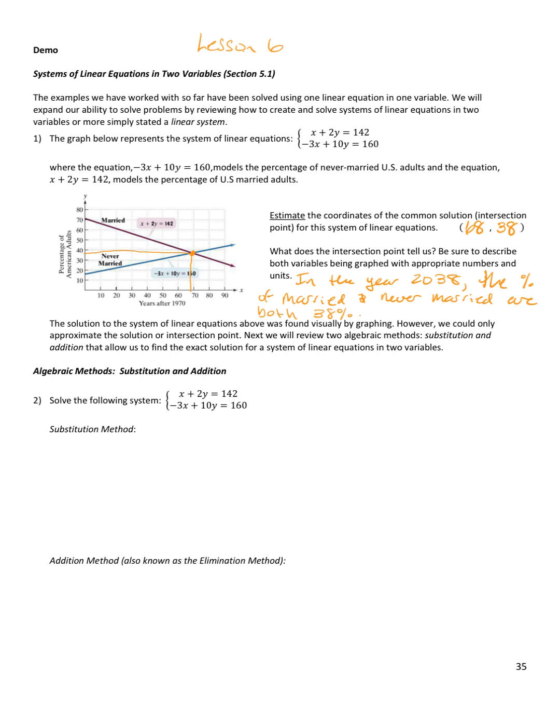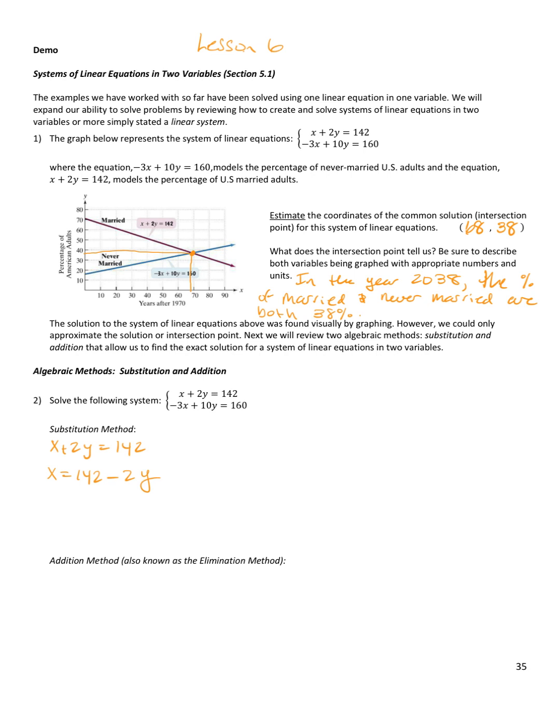So first, substitution. We pick an equation and solve for one of the variables. So I tend to pick the equation that has a variable that's easier to solve for. I like this first equation. I like that the coefficient on x is the 1, so I'll be able to solve this for x in just one easy step. So I'm going to start with x plus 2y equals 142. Subtract 2y from both sides, so I get x equals 142 minus 2y.